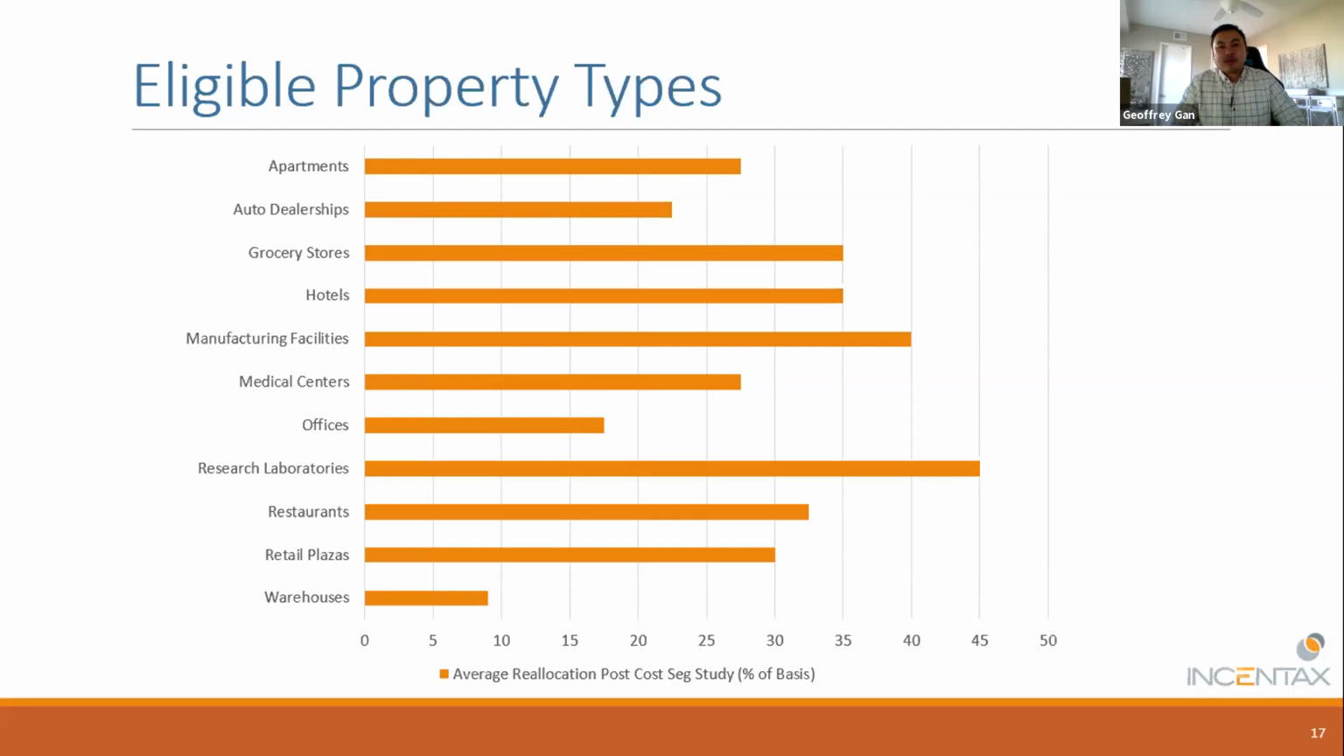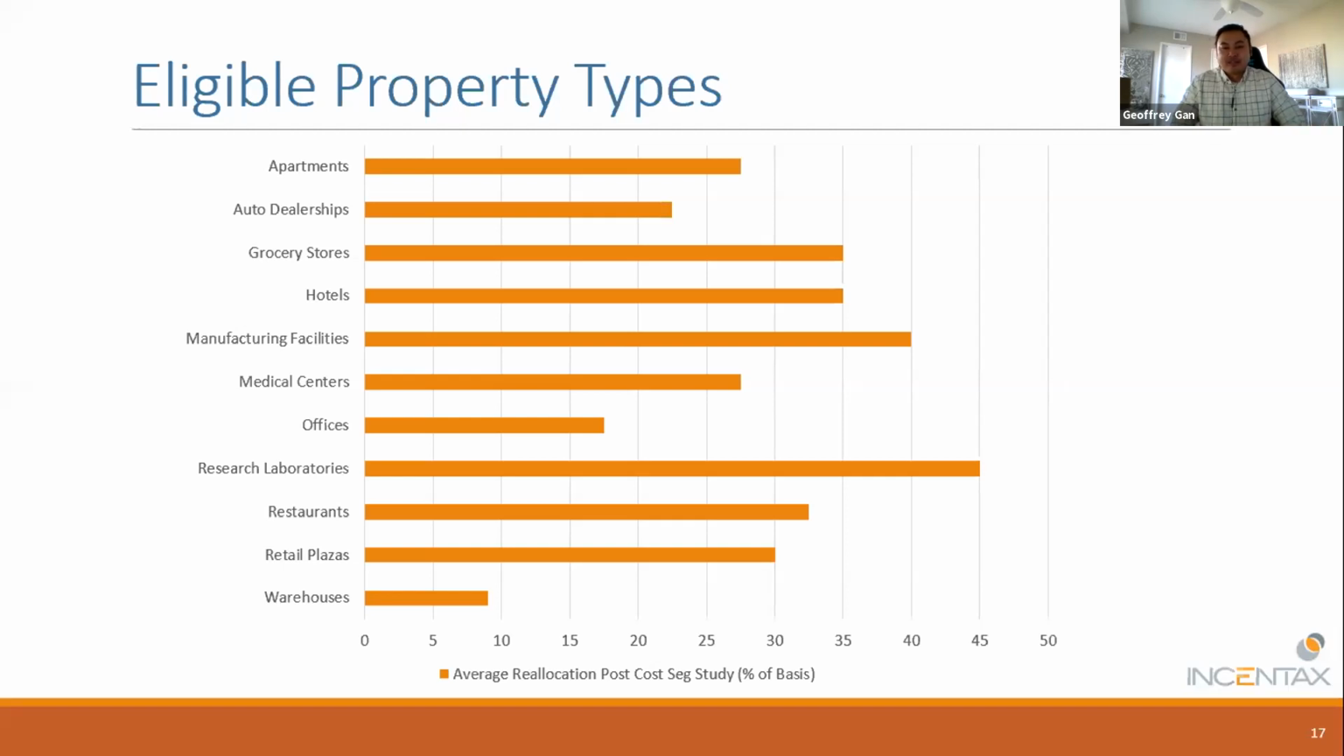The bar basically denotes what percentage of the basis can be qualified as a shorter life asset. Apartments are roughly in the 25 to 30% range, so 30% of the basis can be accelerated. Auto dealerships, grocery stores, hotel chains, and industrial manufacturing facilities are really good. There are medical centers and offices. And then, as you see at the bottom, warehouses.